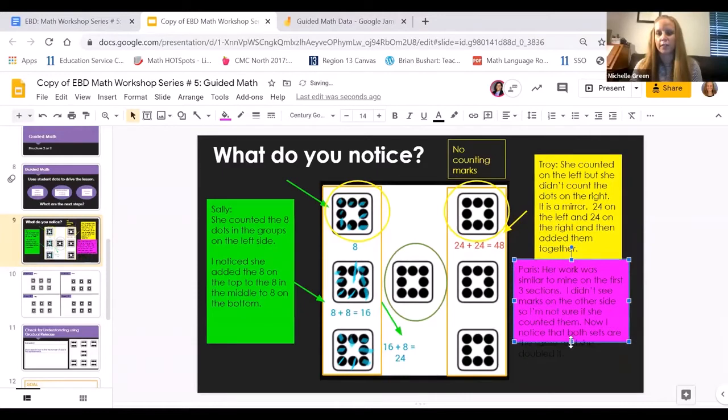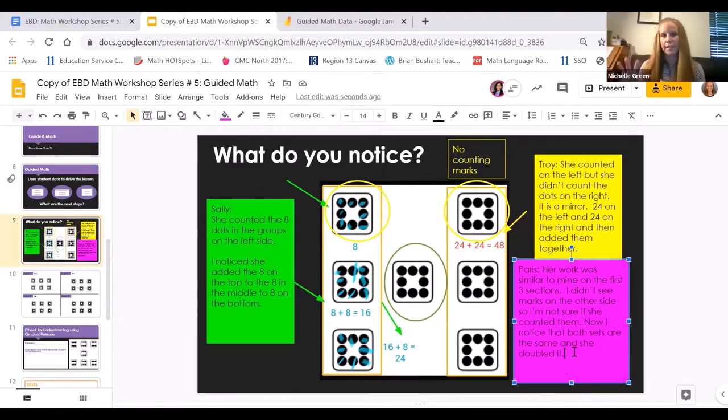Okay, so that's a good noticing. So let me just see if I can capture that. Her work is similar to yours, and that she was counting each of the individual ones on the left-hand side. And you weren't real sure if she counted on the right because you didn't see evidence of her counting on the right. But then you were listening to what your other classmates were saying, and you noticed that, wait a minute, she did count because she knows that both sets are the same on both sides, and then she just doubled it. But you also noticed the group in the middle. You said the group in the middle. So tell me, repeat what you said about the group in the middle.